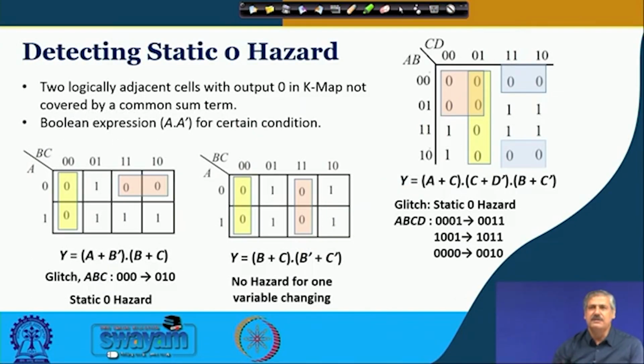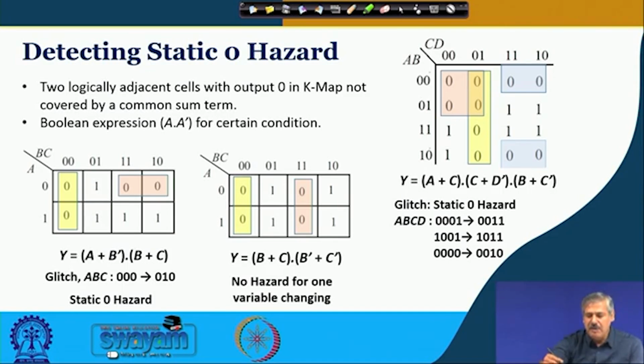Static 0 hazard detection is similar to static 1 hazard detection. Two logically adjacent cells with output 0 in the K map, if not covered by a common sum term. In a static 1 hazard it was two logically adjacent cells with output 1 not covered by a common product term. In this case, it is the output 0 that goes into making the POS expression, and they are not covered by a common sum term.